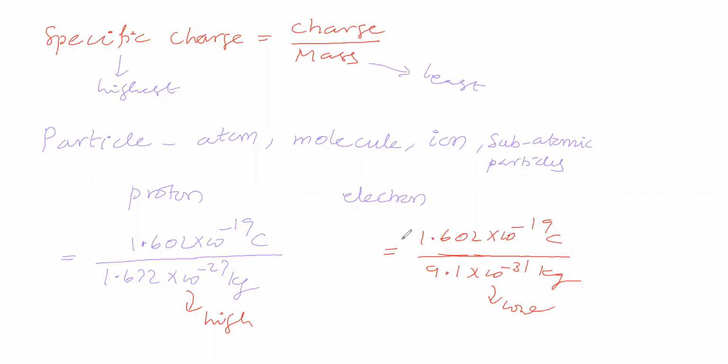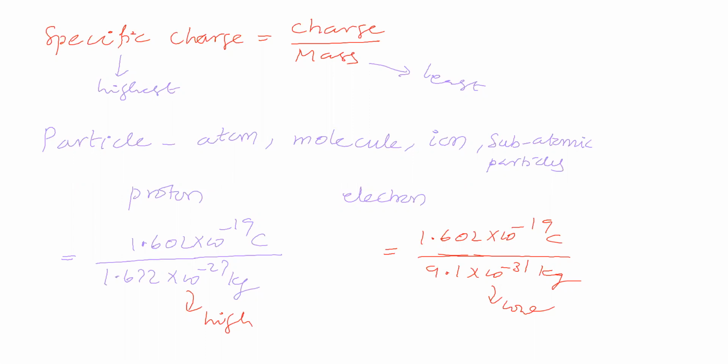Here we need not consider the minus sign. This plus indicates it is a positively charged particle, and this minus indicates it is a negatively charged particle. It does not mean that this value is negative. The minus sign indicates electron is negatively charged; the magnitude is not negative. Similarly, positive indicates proton is a positively charged particle. So we need not consider the sign.